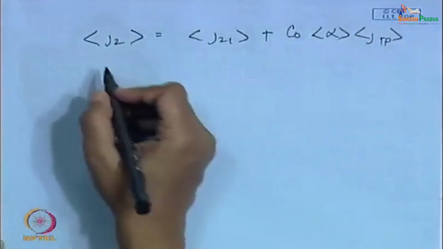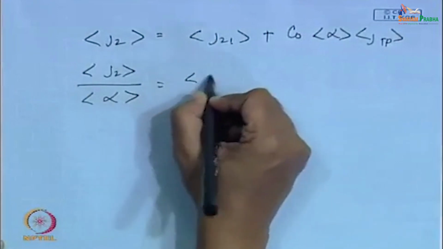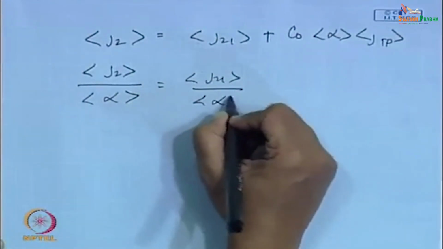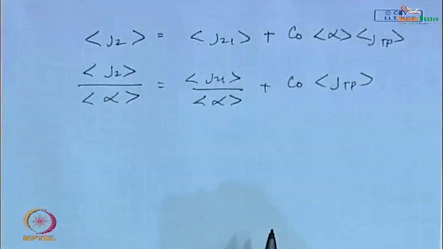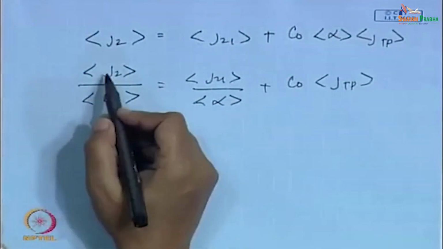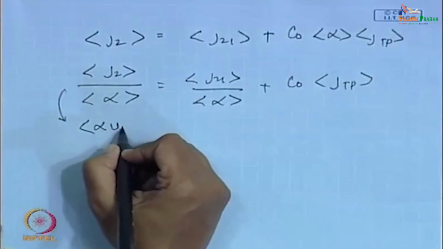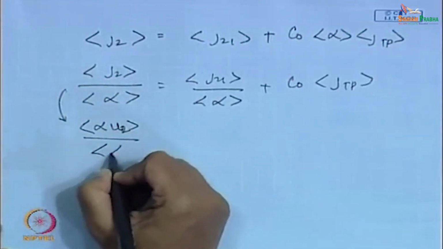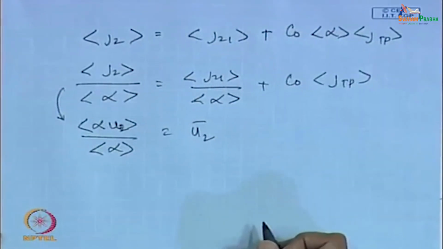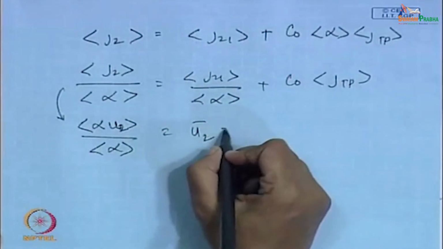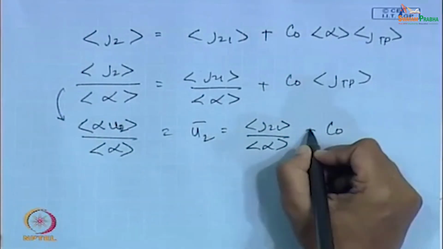Usually, dividing throughout by alpha, what do we get? We get something of this sort, where we know this particular term, what is this? This is nothing but alpha u2 by alpha, which is nothing but u2 bar, the weighted mean velocity as I have already defined. And so, therefore, u2 bar equals J21 by alpha plus C0.